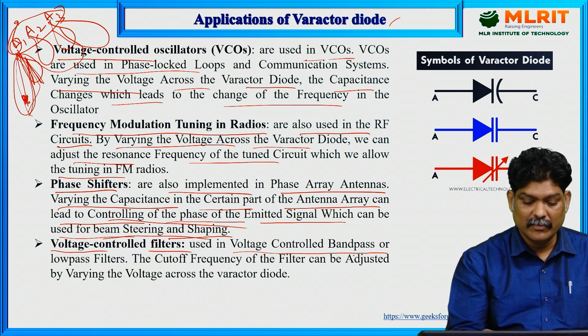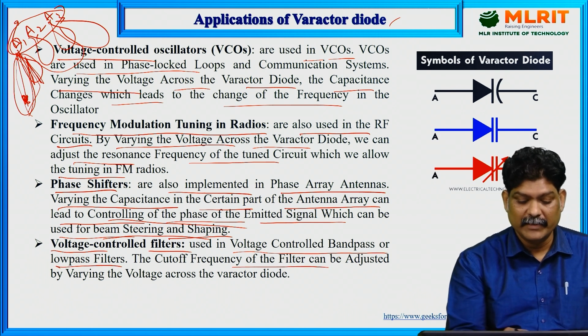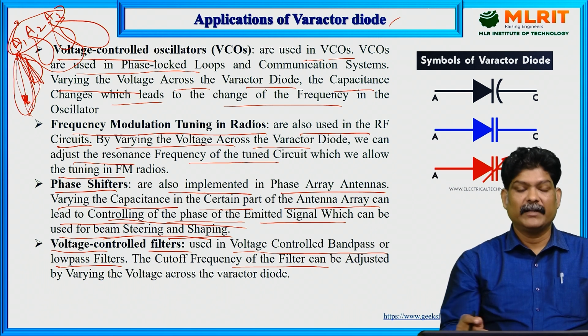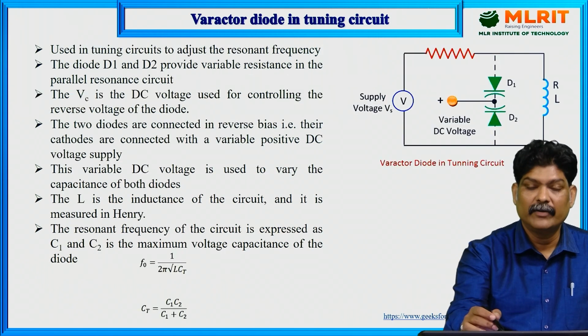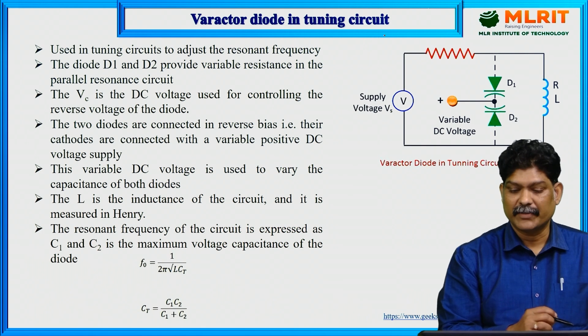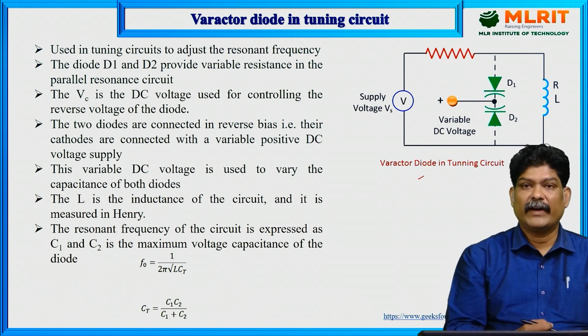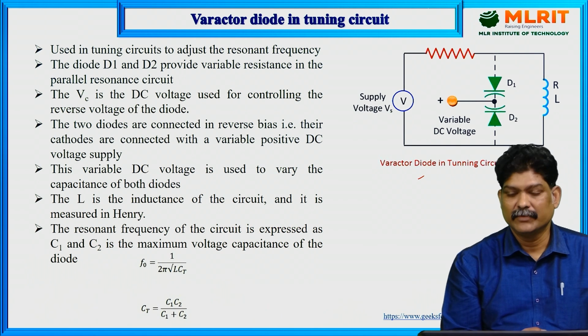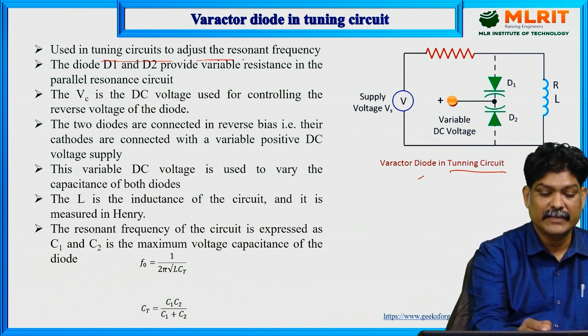They can also be used in voltage controlled filters. Used in voltage controlled band pass or low pass filters, the cutoff frequency of the filter can be adjusted by varying the voltage across the Varactor diode. Varactor diode is particularly used in tuned circuits. So this is the circuit diagram setup for a Varactor diode, which is used in a tuning circuit to adjust the resonant frequency.